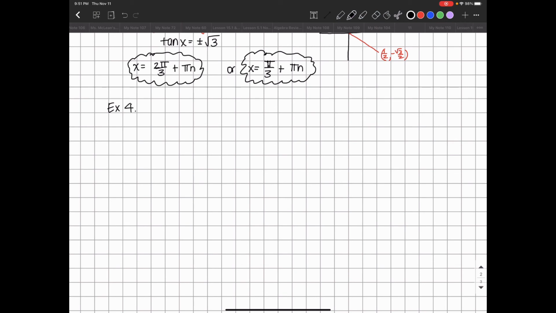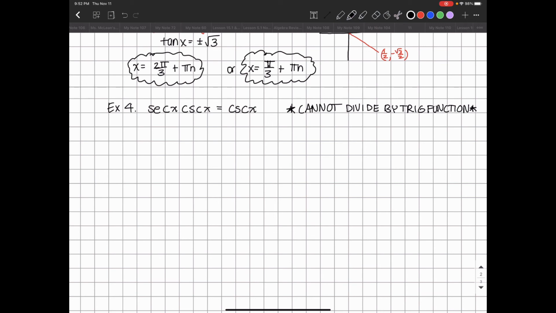So example 4 is going to be a little bit harder. I have secant of x cosecant of x is equal to cosecant of x. One thing that you're going to want to do but you can't do, and this is really important, is you cannot divide by a trig function. And the reason why is because you do not know if that trig function is 0. So here you might want to divide both sides by cosecant of x, but you can't because you don't know if that's equal to 0.